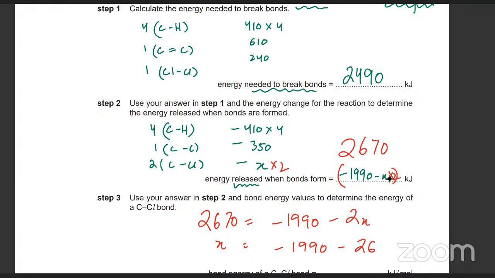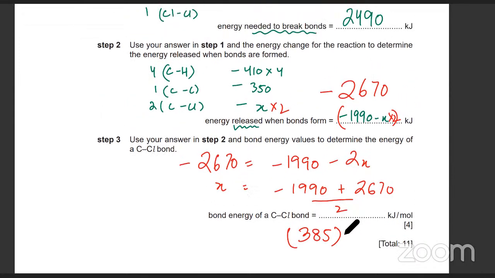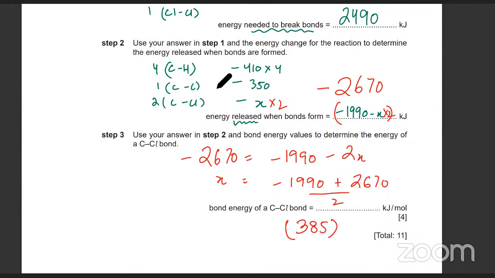So this minus 2670 released. 385. Did you take it as plus 26? I mean, did you solve this one? Yeah, I did it like this. Okay, that's going to give you 385. Okay, quick recap.